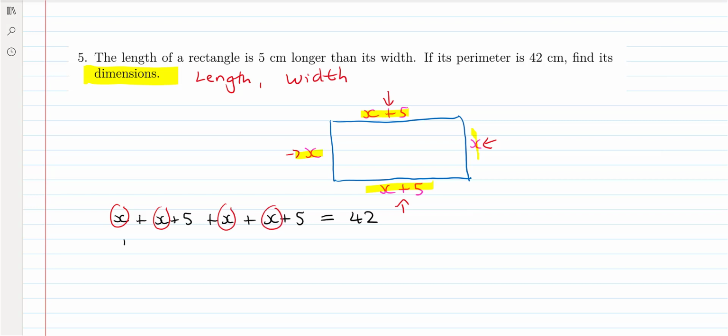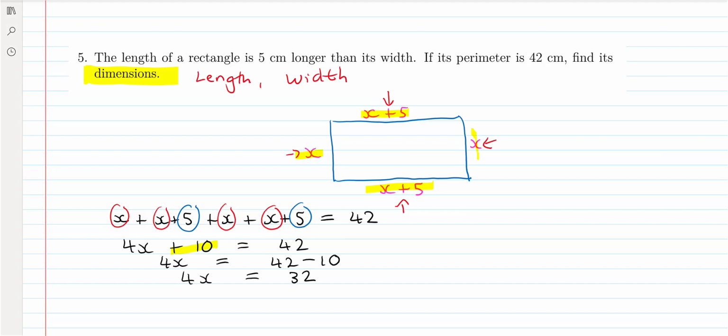So we have 4x, and then we have 5 plus 5. 5 plus 5 is 10, so we have 4x plus 10 is equal to 42. And we want just that 4x by itself on the left hand side. So if we subtract 10 from both sides, that will get rid of the 10 from the left hand side. So we have that 4x is equal to 42 minus 10. So 4x is equal to 32.